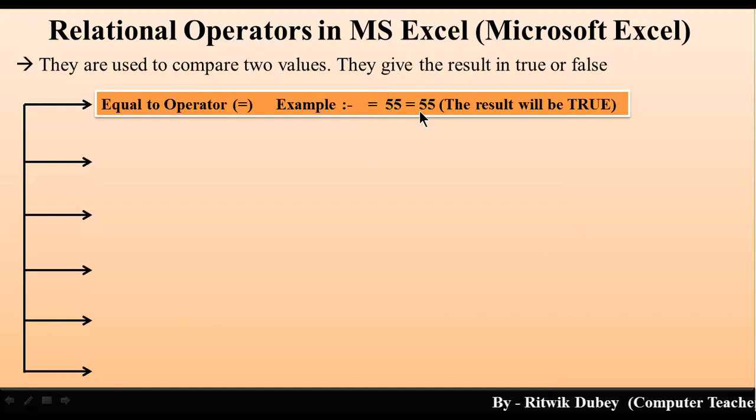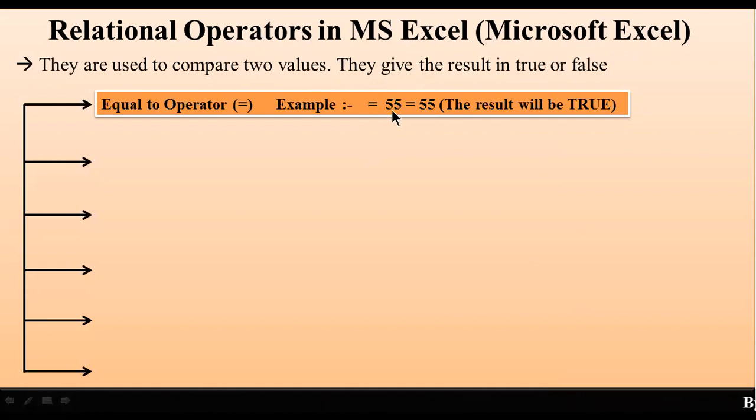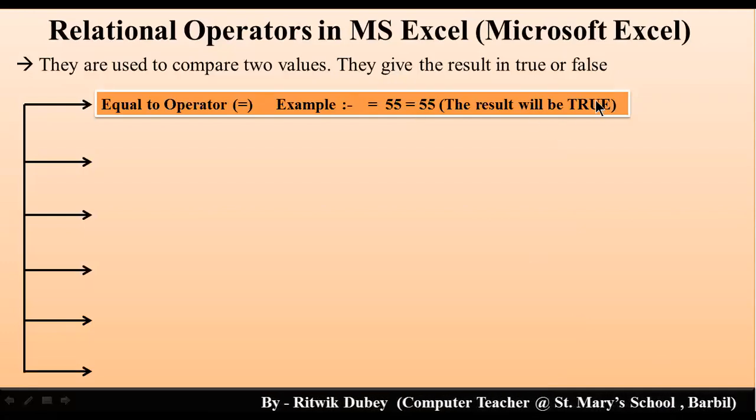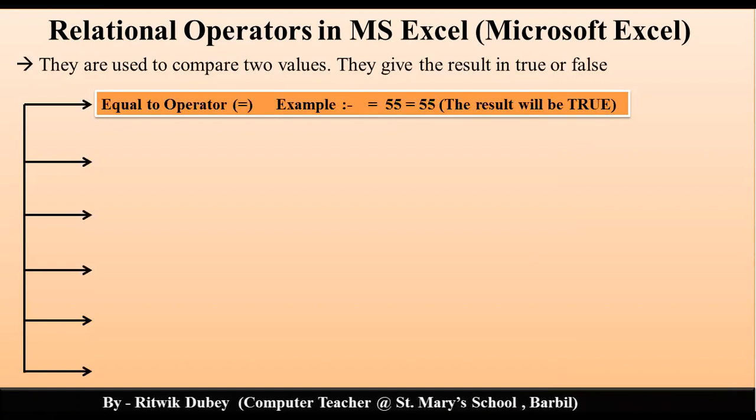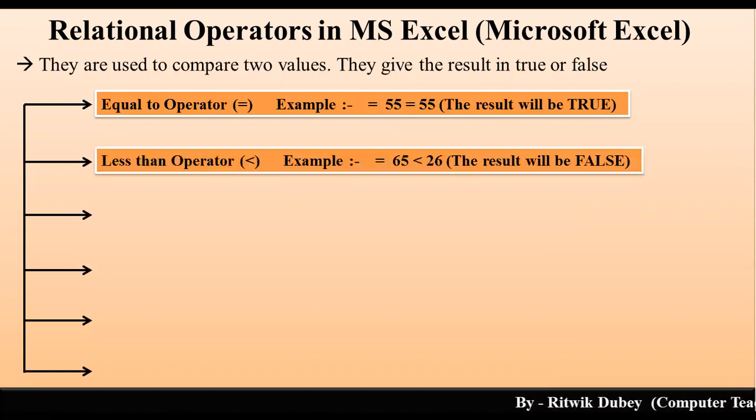How is it comparing? It is checking whether the value 55 is equal to 55. यहाँ पर ये check कर रहा है कि value 55 क्या 55 के बराबर है. Yes, it is true. So the answer will be true. We will get the answer true within that cell. Clear? Then the second relational operator is the less than operator.